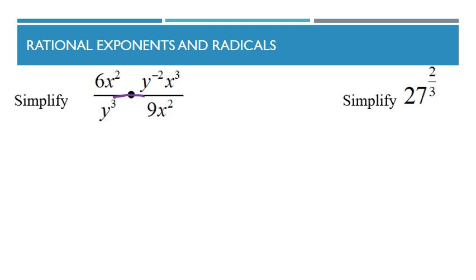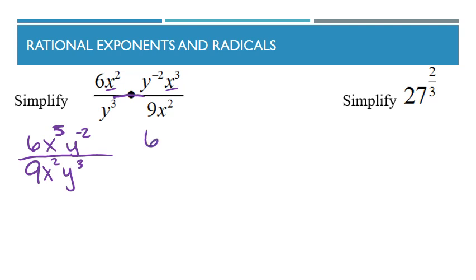So if I multiply across, I've got a 6. When I multiply bases, I add the exponents, so x to the 5th, that's a rule, and y to the negative 2. On the bottom, I've got a 9, an x squared, and a y cubed. Next, I'm going to deal with the negative exponent. So I'm going to actually kick that to the other side, which means now I can combine those.